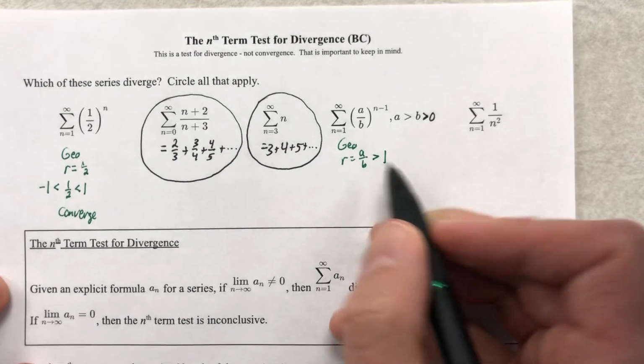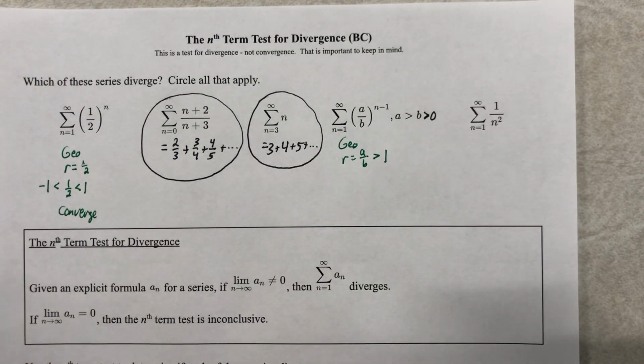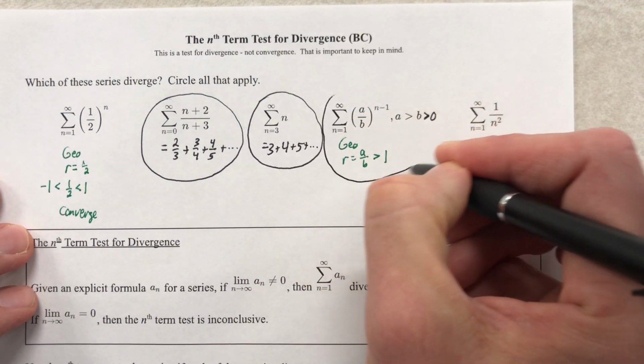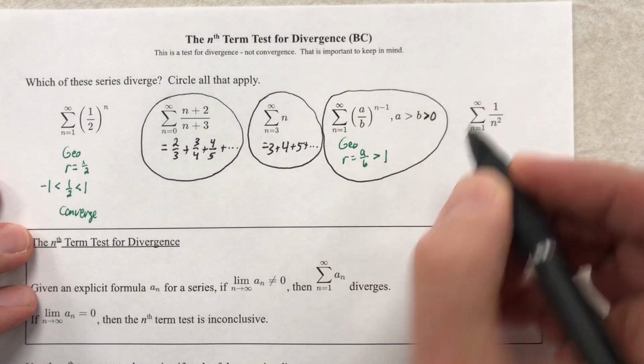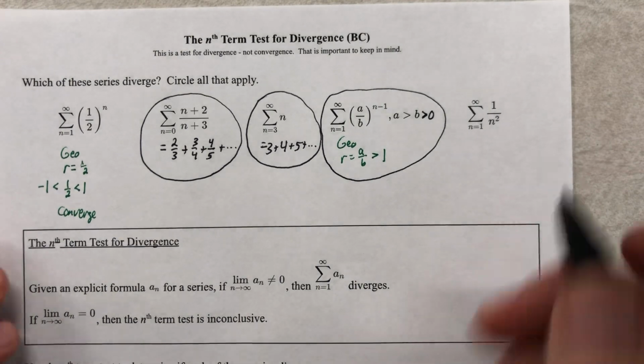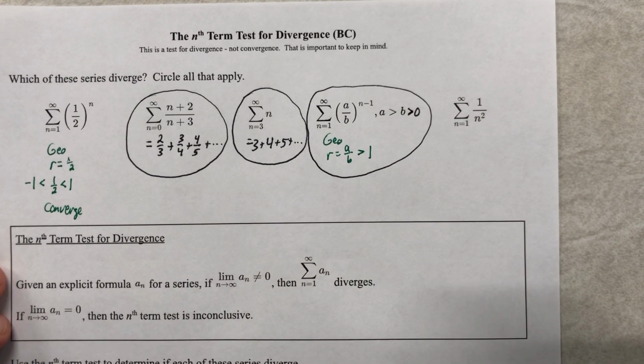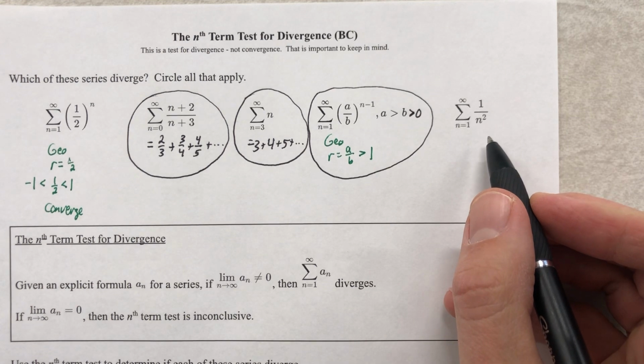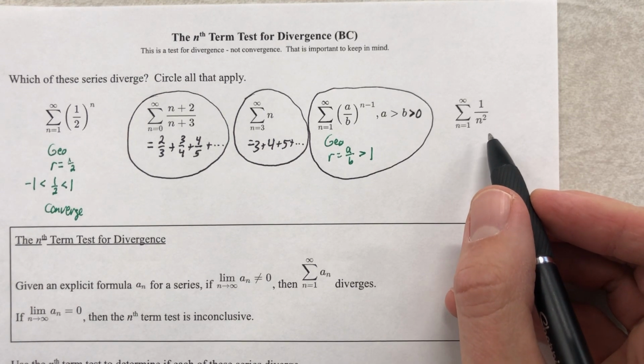Right? And because of that, this one is going to diverge. So we'll circle it. We'll circle that whole thing, even the extra stuff with the inequalities. Okay, and then this last one. Which of these series diverge? And this is a tricky one, actually, that's going to come up in a later lesson. This one's a pretty important one, actually.